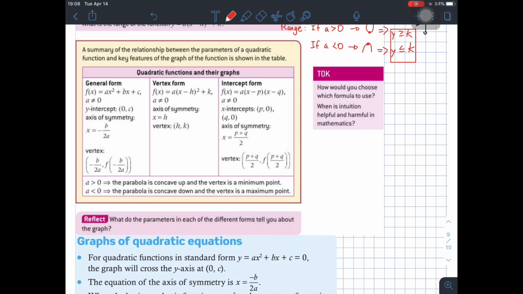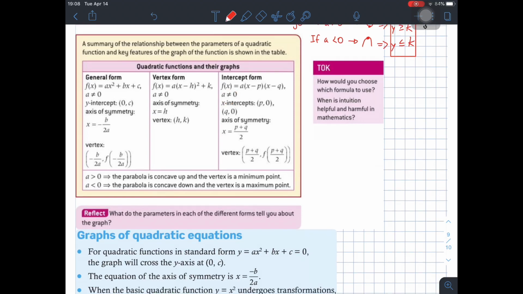Finally, the intercept form or factored form is f of x equals a times x minus p times x minus q, where a is different from 0. And the x-intercepts or roots of the equation are p comma 0 and q comma 0, right? And the formula for finding the axis of symmetry is the midpoint between both x-intercepts, so this is p plus q divided by 2, and the vertex is found by plugging that value of x into the function in order to get the y-coordinate of the vertex, okay? So the intercept form tells us directly the x-intercepts, right?